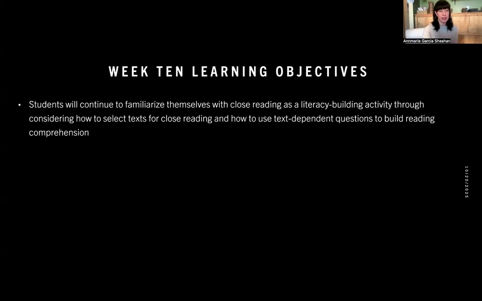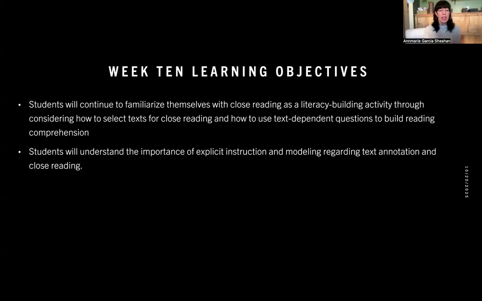So, here are our learning objectives. Students will continue to familiarize themselves with close reading as a literacy building activity through considering how to select texts and how to build and use text-dependent questions so that students can have better reading comprehension. Students will understand the importance of explicit instruction and modeling regarding text annotation and close reading. I can't speak enough to this, everyone. If we want our students to be able to annotate well and be able to read well, we have to model how we do those things too.